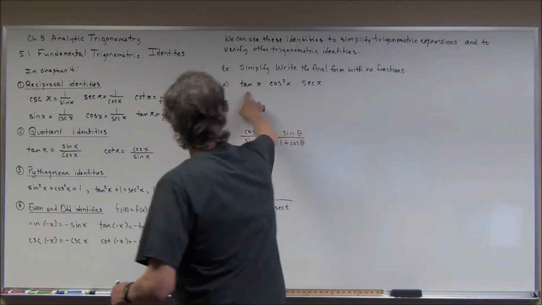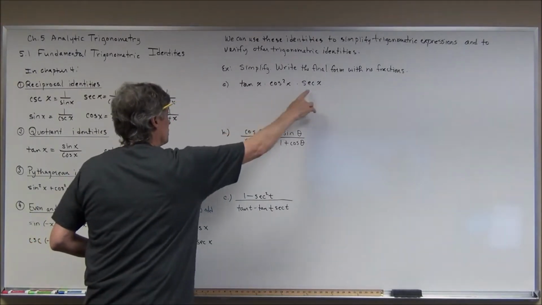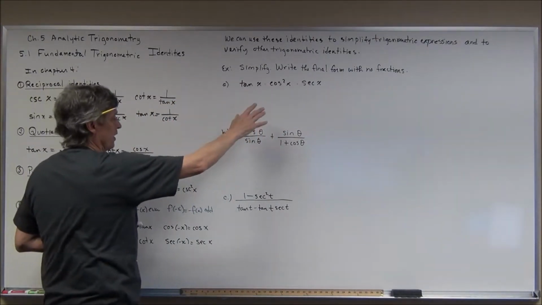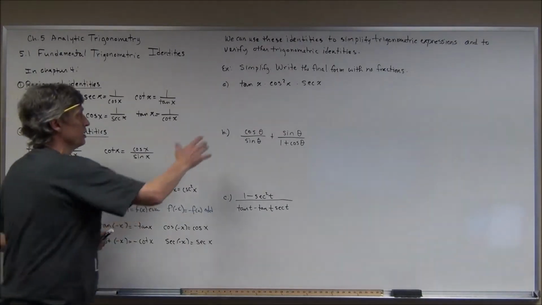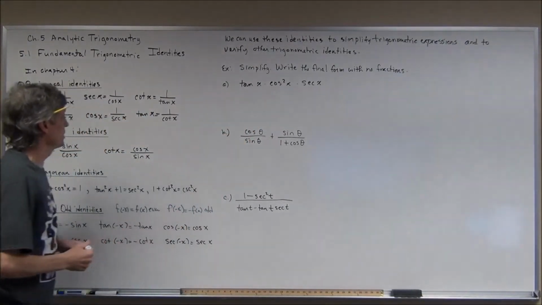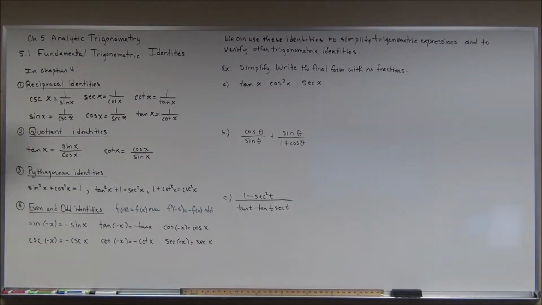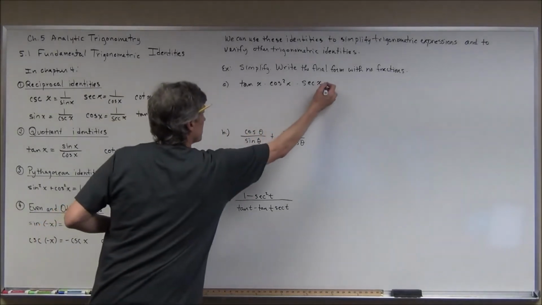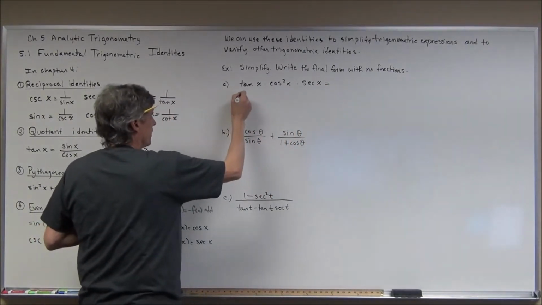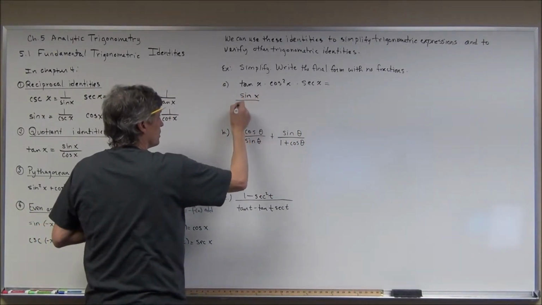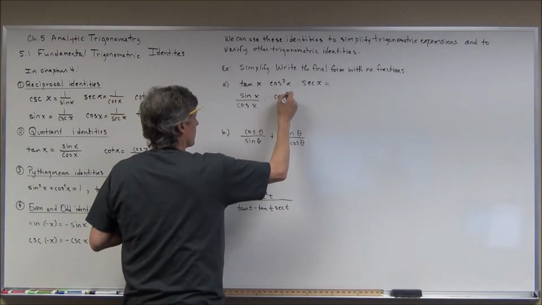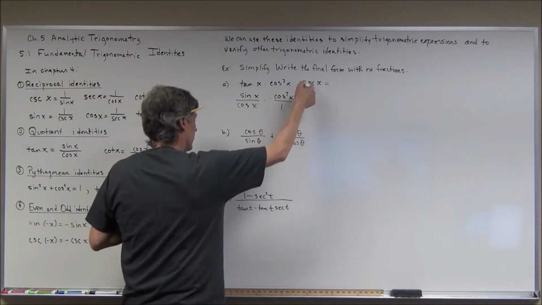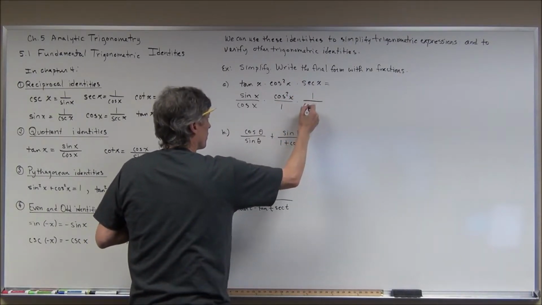In fact, since I don't see anything that's clearly obvious for any one specific identity, I'm going to rewrite these in terms of sine and cosine, which means I'm going to be using the reciprocal and the quotient identities. I'm going to write the tangent of x, don't forget your equal sign, the tangent of x is the sine of x all over the cosine of x. I'm going to write cosine squared of x as cosine squared of x all over 1. And I'm going to write the secant of x as 1 over the cosine of x.